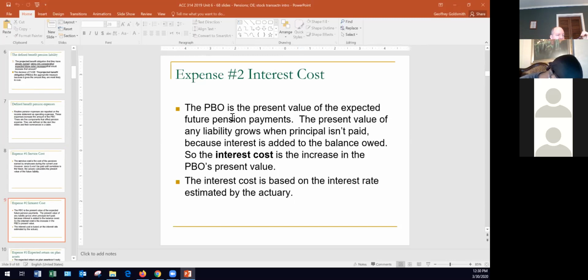Second is the interest cost. That's the present value of the expected future pension payments. Or the PBO is that amount. The present value of any liability grows when principal isn't paid because interest is added to the balance owed. So the interest cost is the increase in the present value of the PBO. Interest cost is based on the interest rate estimated by the actuary.